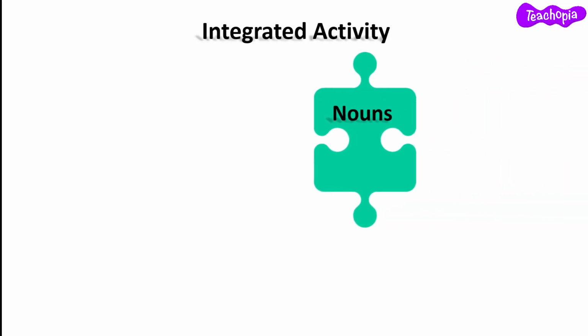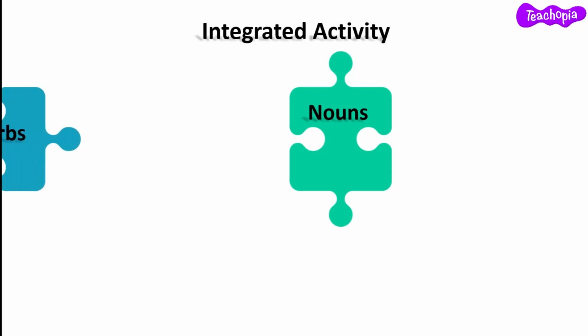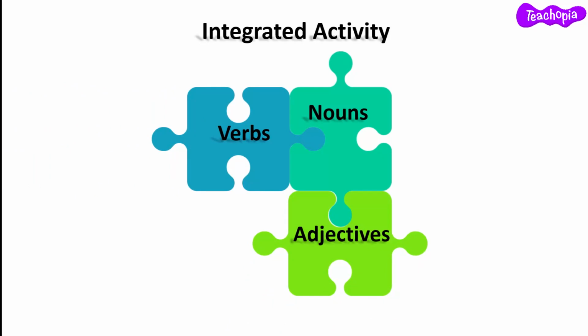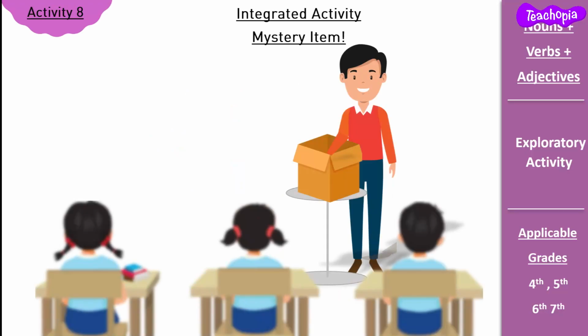Now, let us try a different technique of addressing these grammar concepts. Let's look at how we can integrate the 3 concepts of nouns, verbs, and adjectives into a single activity. Start level 1 of the activity by collecting many small stationery and other items in a box. Select an item from the box, but do not show it to the learners. Explain the features of the item to the learners.